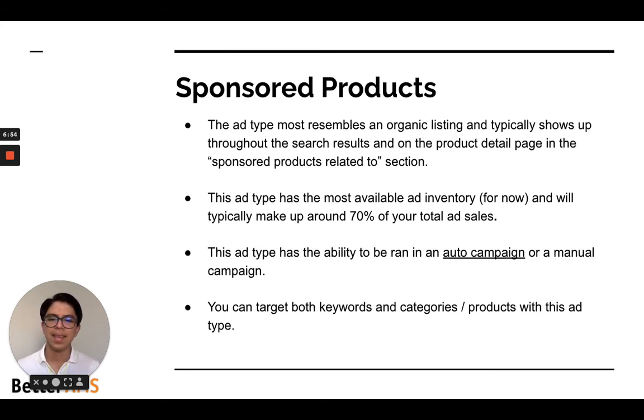Now, this ad type has the ability to run in an auto campaign or manual campaign. You can do auto campaigns to gather data, and you can run a manual campaign where you can target keywords, you can target products, and you can target categories too. But the most common are keyword targeting and product targeting.